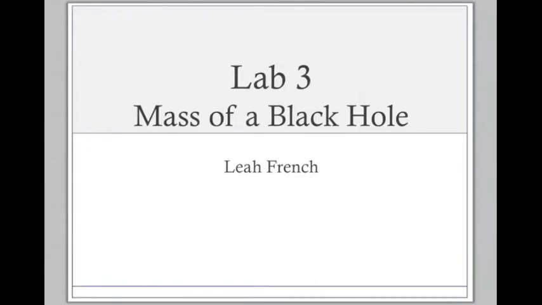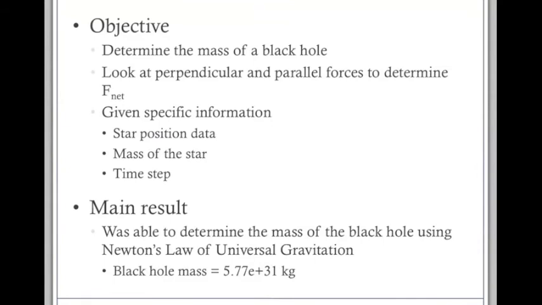Here's Lab 3 and the mass of a black hole. In Lab 3, we had to determine the mass of a black hole based on information we were given. The information that we were given included the position of the star, the mass of the star, and the time step. We also looked at the perpendicular and parallel forces to determine the F-net.